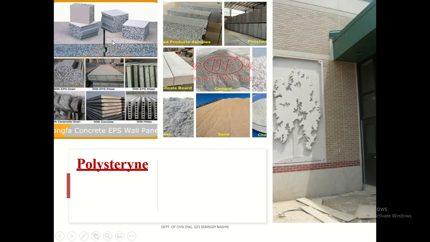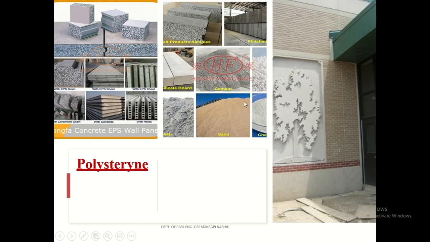Here you can see these blocks, and here is the white part. This is the polystyrene enforced in the blocks. So these are the sheets made of polystyrene. It's also called EPS sheets, EPS wall panels. You can search on the net and you will get information about EPS in whole manner. Okay, these are the silicate boards, cement, some polystyrene material, fly ash, sand, and some chemical admixtures are also there.